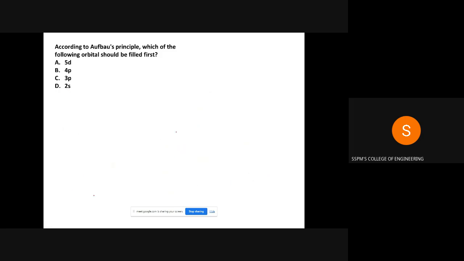Lowest energy is 1s, and the 1s option is not given. Select from the options given: 5d is the highest energy, 4p is below that, then 3p. So 2s has the lowest energy. So first fill 2s and last 5d; 5d is filled last.